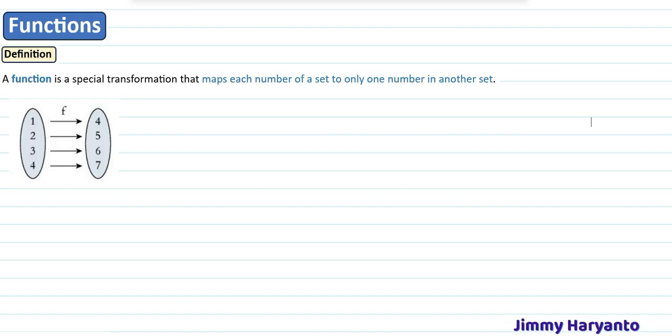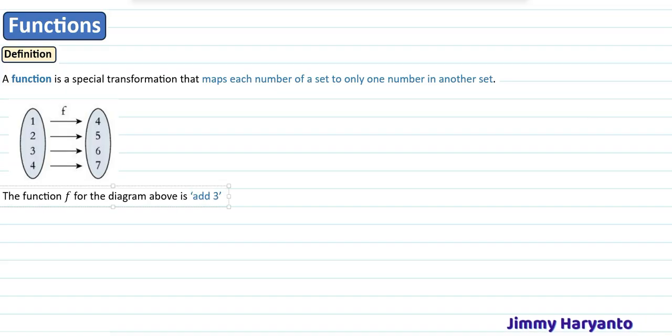And then the rule says 1 will become 4, 2 will become 5, 3 will become 6, and 4 will become 7. So as you can see, each value of x will have one value of y. And then the function f for the diagram above is add 3. So the function means the rule. So the rule for the previous visualization is add 3. As you can see, 1 added by 3 will become 4, 2 added by 3 will become 5, and so on.